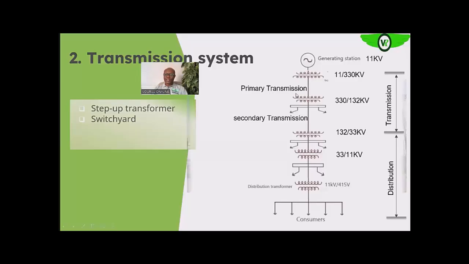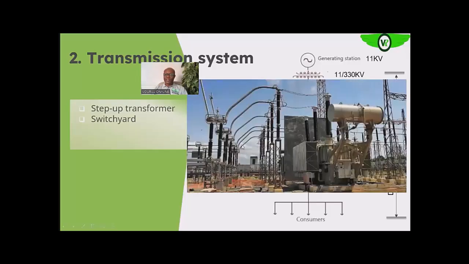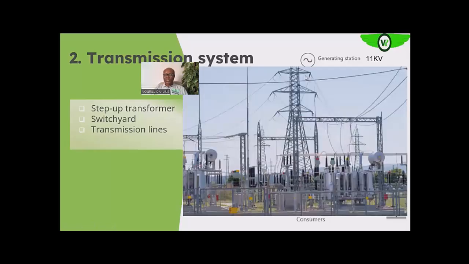As you can see, this is an example of a switchyard. You can see the circuit breakers. This is the transmission transformer. The input, as we all know, is from the generator. The output goes to these circuit breakers that are connected to your transmission lines. So this is the transmission line.